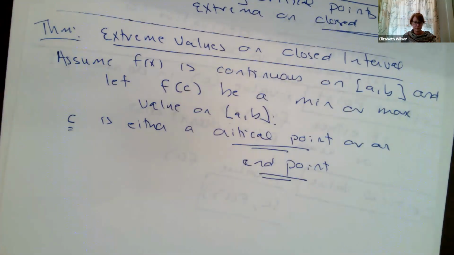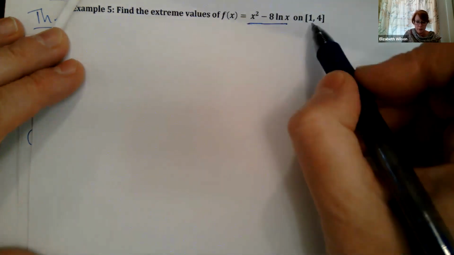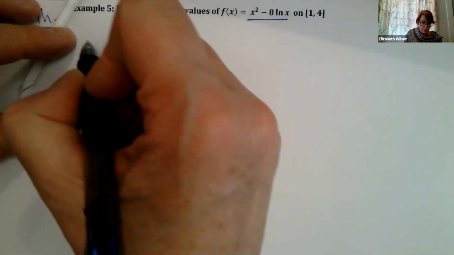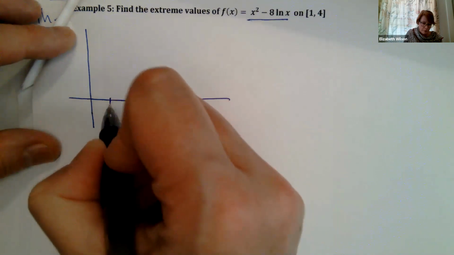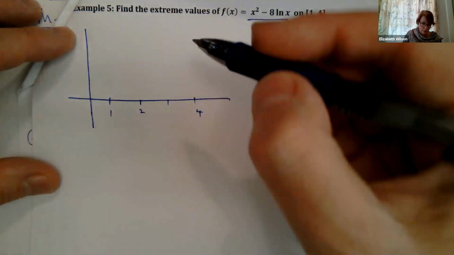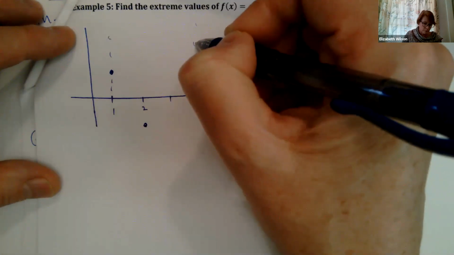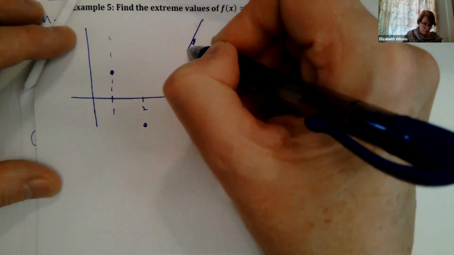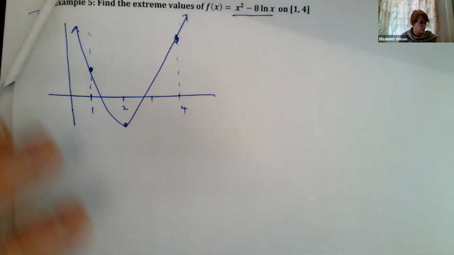This one. X squared minus 8 times the natural log of x along this interval of 1 to 4. So I'm going to graph it out. So it goes something like our interval here, this. I'm sketching it, right? I'm not an artist here, but I'm trying to just get a rough sketch of what's going on so I can visualize what things look like.